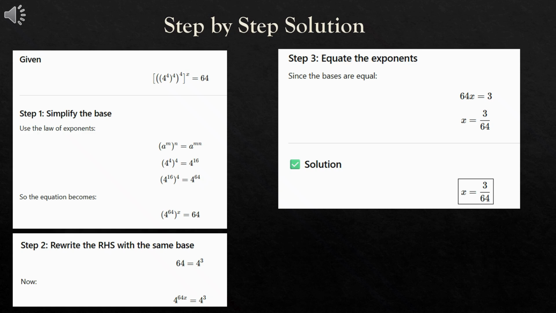Now we write 64 in terms of base 4. 64 is equal to 4 raised to 3. As both sides have the same base, 4, when bases are equal, we compare the exponents. We get 64x equals 3. Solving for x, we have x equals 3 over 64.